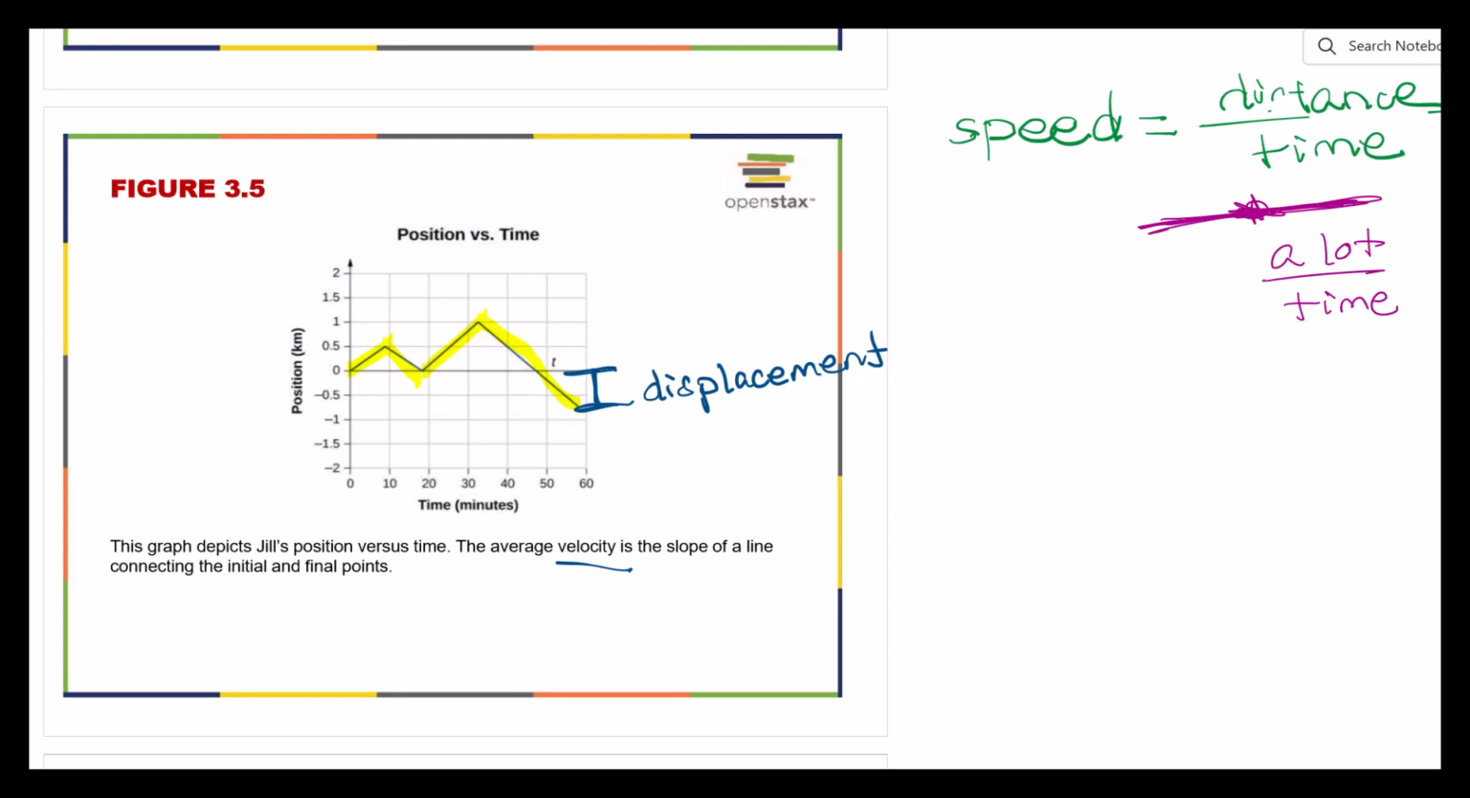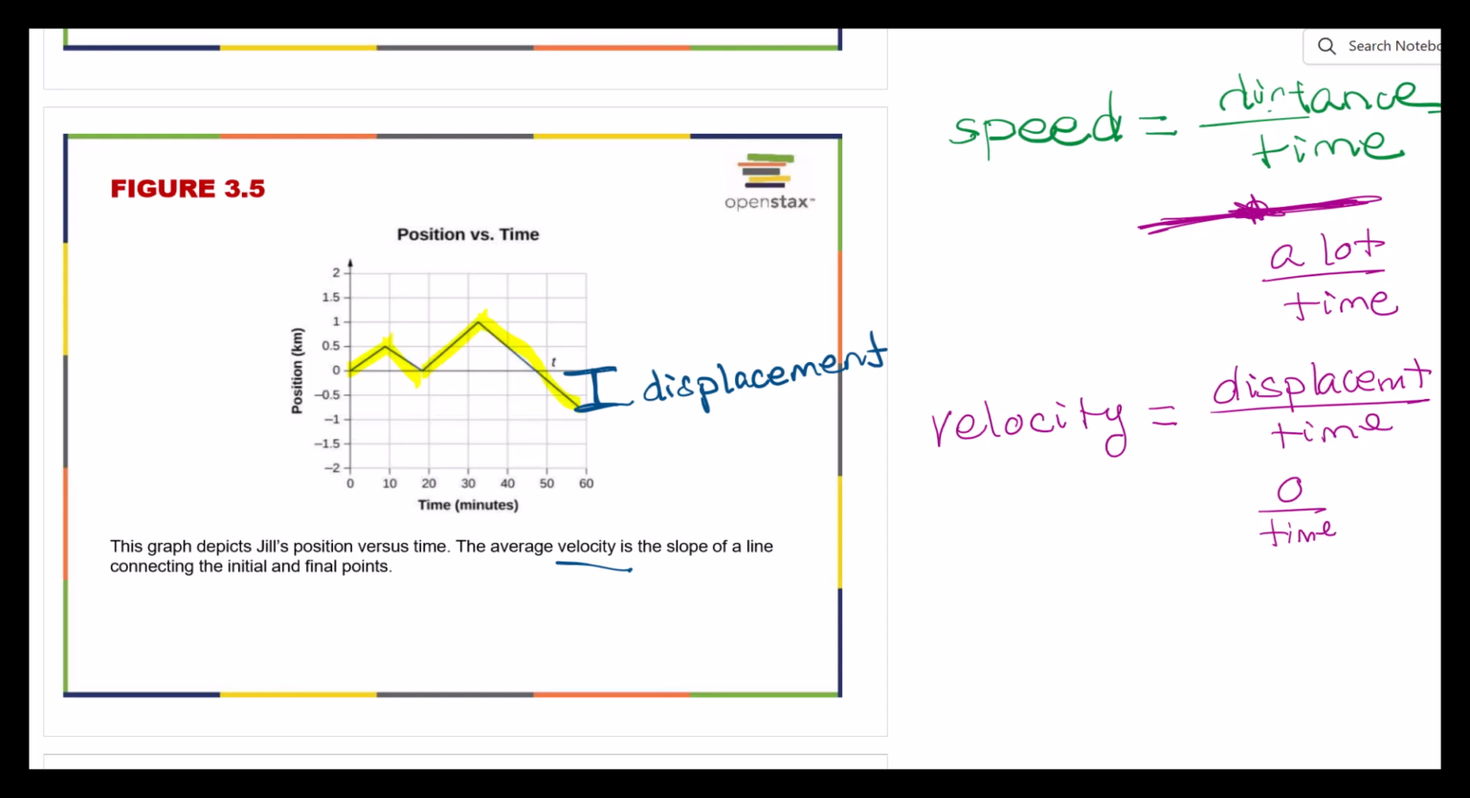Now, on the other hand, we also have velocity. That's going to be a vector, which we talked about last time. So speed is magnitude only. The velocity is a vector. This is displacement over time. So in our example above, it might be just 0 over time.